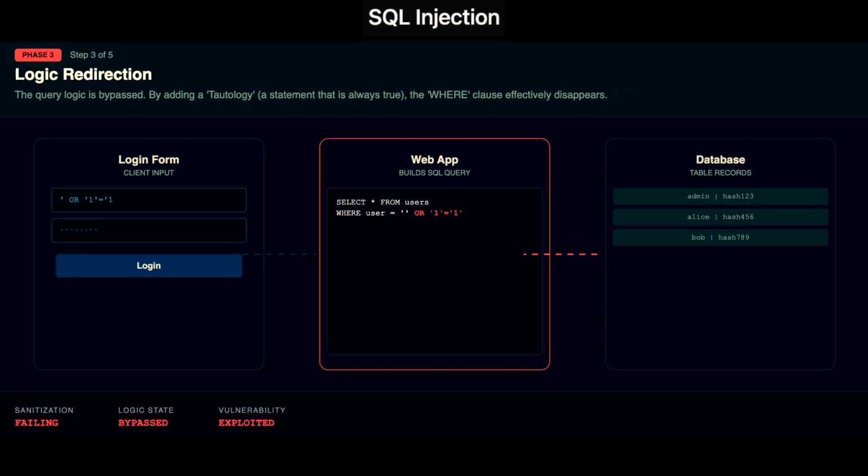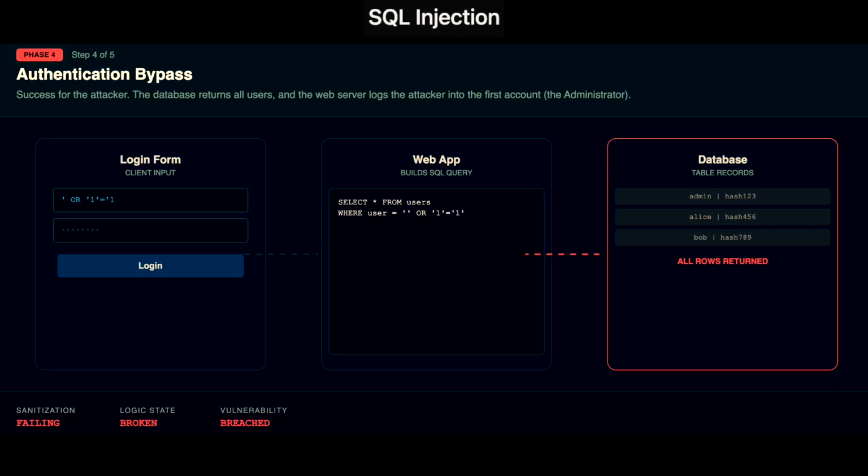Then the web application glues this input into the query without sanitizing it. The query's logic is fundamentally altered, and instead of searching for a specific user, it now asks the database to find any user where the name matches OR where the statement is true. Because 1 equals 1 is always true, the database's filtering mechanism is bypassed. In Phase 4, the database executes the corrupted query and returns every record in the table. The web server, expecting only one result, usually grants access to the first account returned, which is frequently the administrator account, resulting in full unauthorized access.